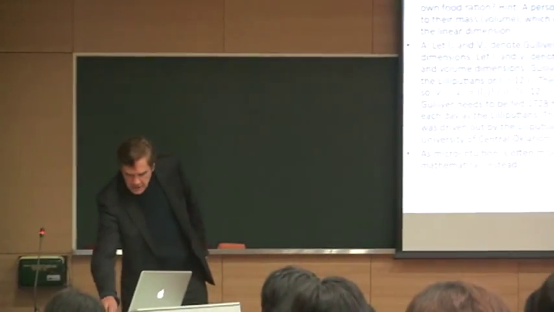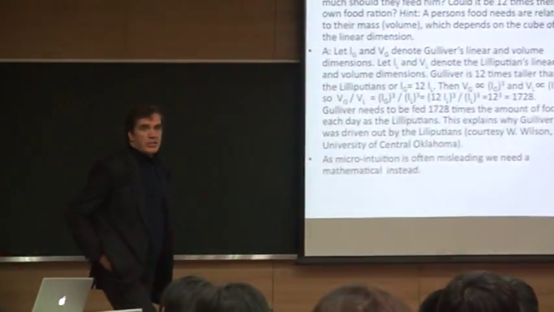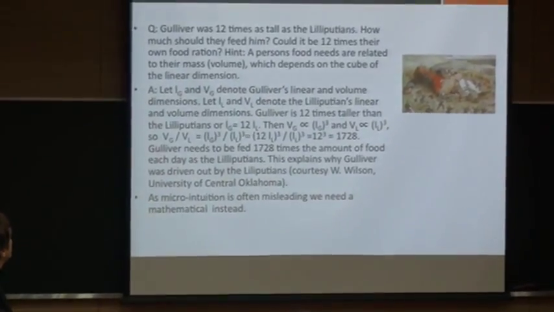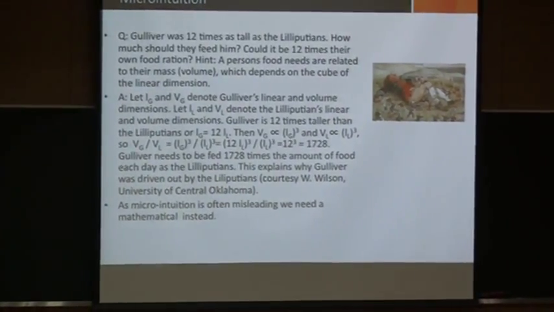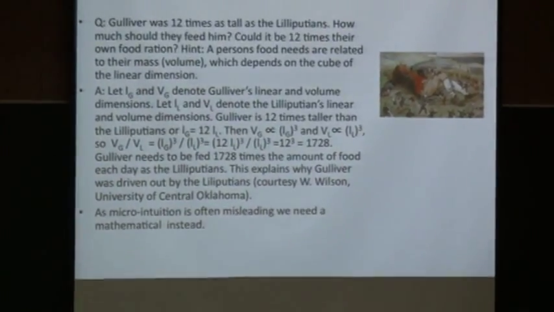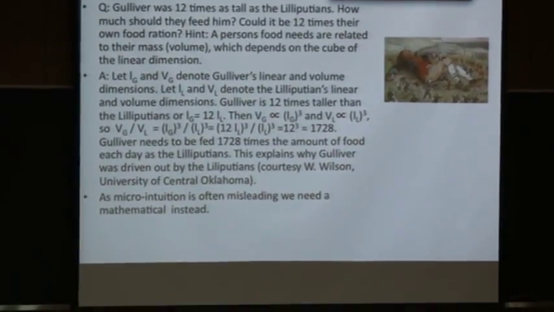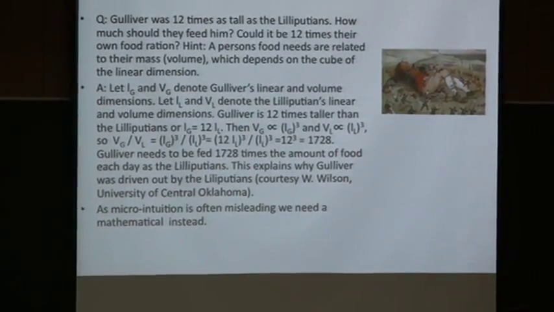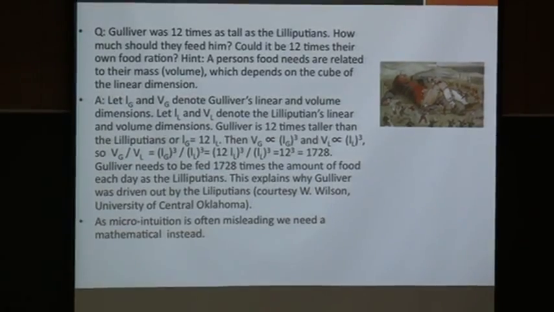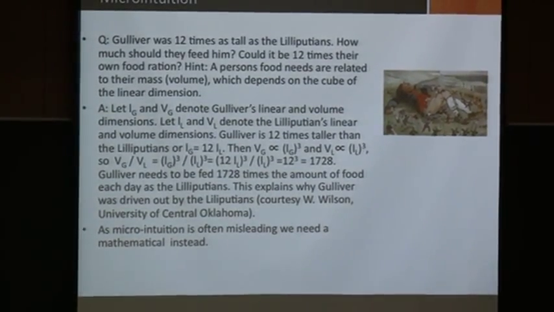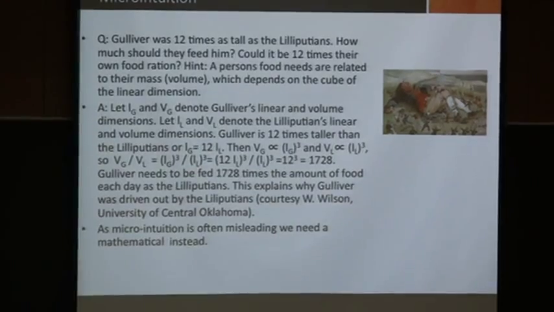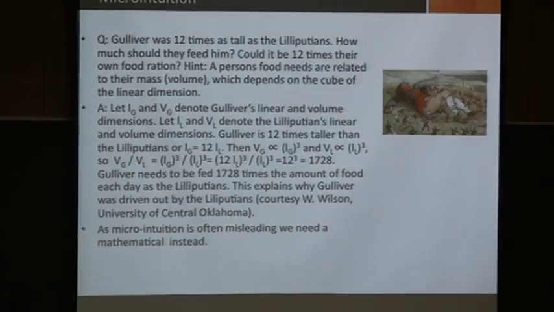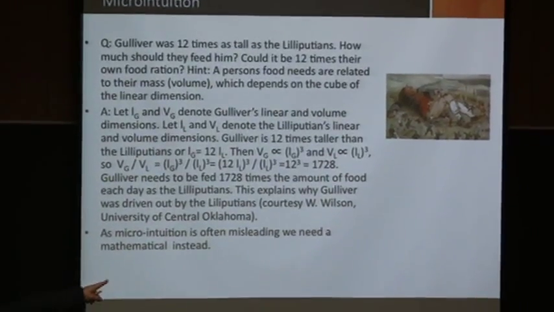So let's do the Gulliver question now. Gulliver was 12 times as tall as the Lilliputians. How much should the small people feed Gulliver? You think it would be 12 times their own food ration? No. Hint: a person's food needs are related to their mass. That makes sense, right? Volume depends on the cube of the linear dimension, like the same as there.